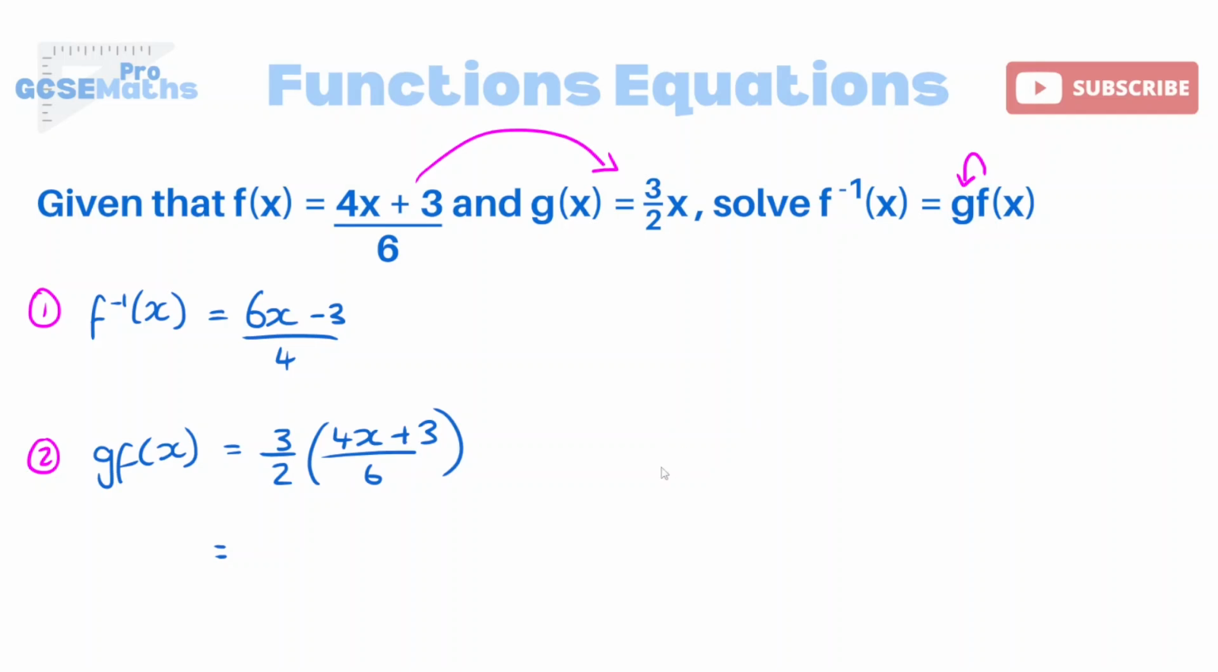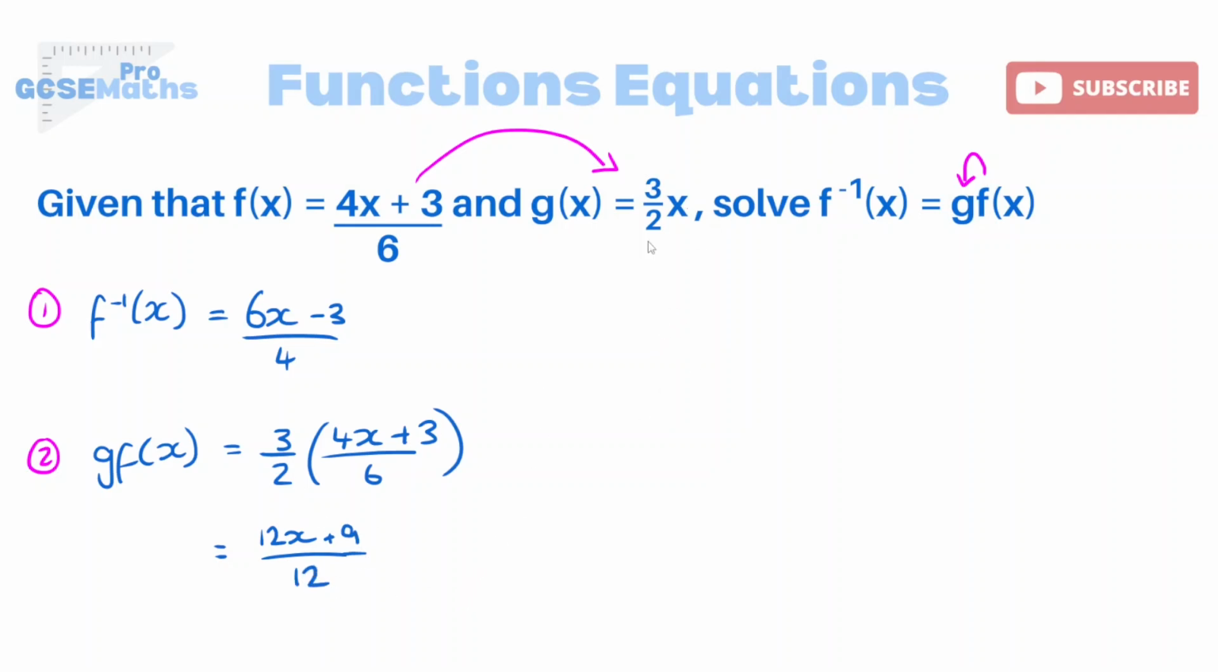So remember, when we multiply two fractions, we just multiply the top, so we multiply the numerators, and then we multiply the denominators. So I've got 3, now you can write it in brackets, I might just expand it now. 3 times 4x is 12x, and then also 3 times 3 is 9, plus 9. And then at the bottom, 2 times 6 is 12.